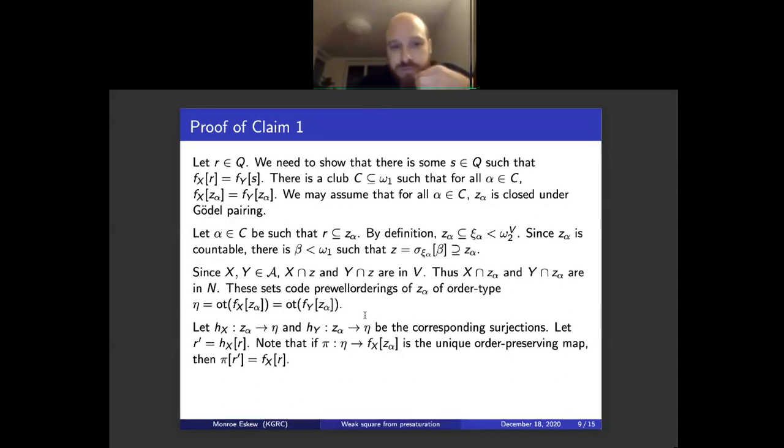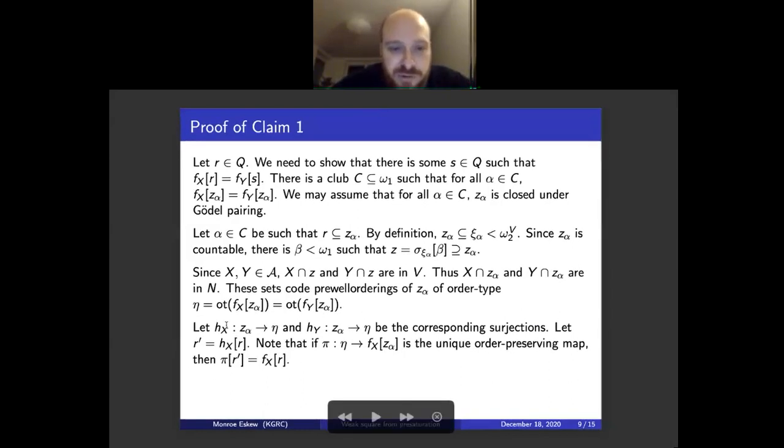Okay, so these X intersect Z alpha, Y intersect Z alpha, they code projections from Z alpha to this ordinal eta. Two of them, HX, HY. And what we can do is the following. Let R prime be the image of R under HX. So it's some subset of this ordinal eta.